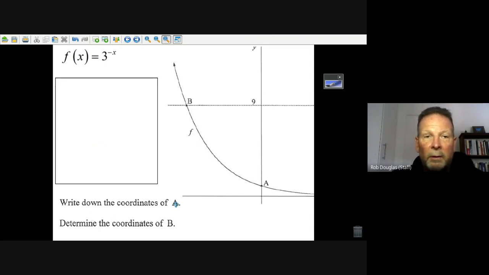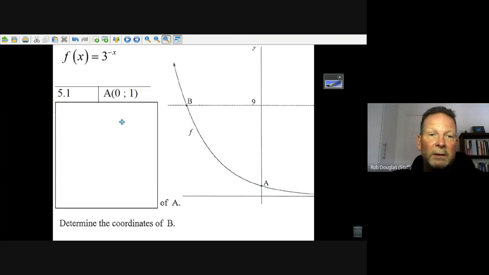Write down the coordinates of A. We want to figure out what A is. Well, it's a y-intercept, and for a y-intercept, you always let x equals 0. So you put a 0 in there, minus 0. Well, 3 to the 0 power is just 1. 3 to the 0, y must equal 1. So there it is, 0 and 1. That's your answer.